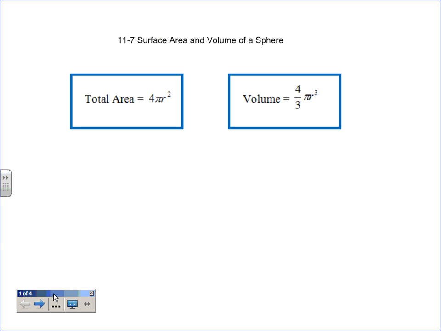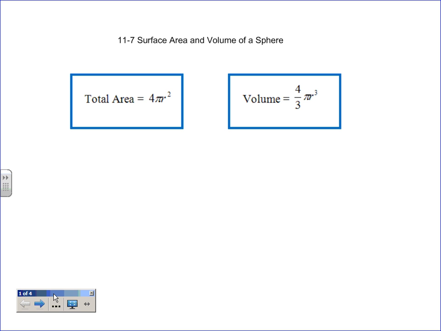So for total area, we don't have any lateral area for a sphere. I hope you can visualize that it doesn't have just stuff that goes up. So we are finding total area, or sometimes we call it surface area, which is 4 times pi times the radius squared. And that will make your units squared. And for volume, it is 4/3 pi r cubed, which will then make the units cubed.